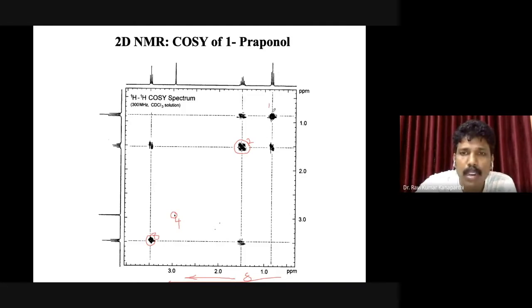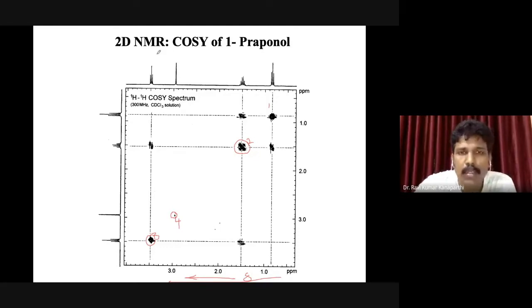Therefore, one diagonal peak is there. You have another peak, one diagonal peak. You have another peak, another diagonal. So corresponding to each peak in the one-dimensional spectrum, you will have a diagonal. Those many diagonal peaks are there. Now, what is interesting in two-dimensional NMR?